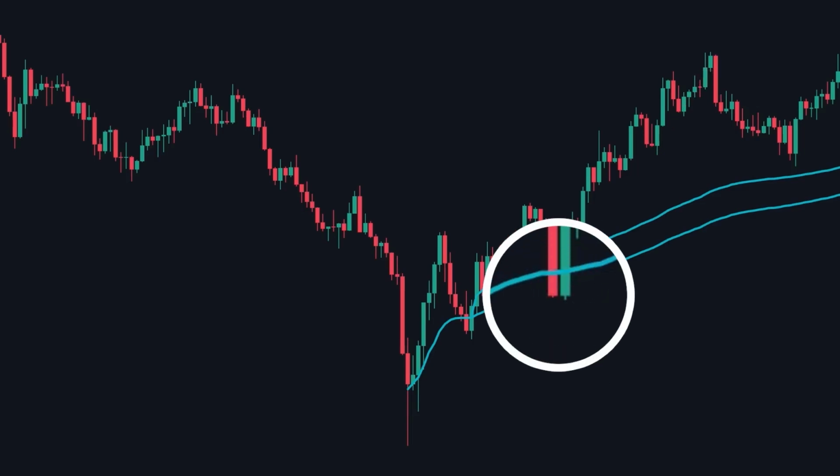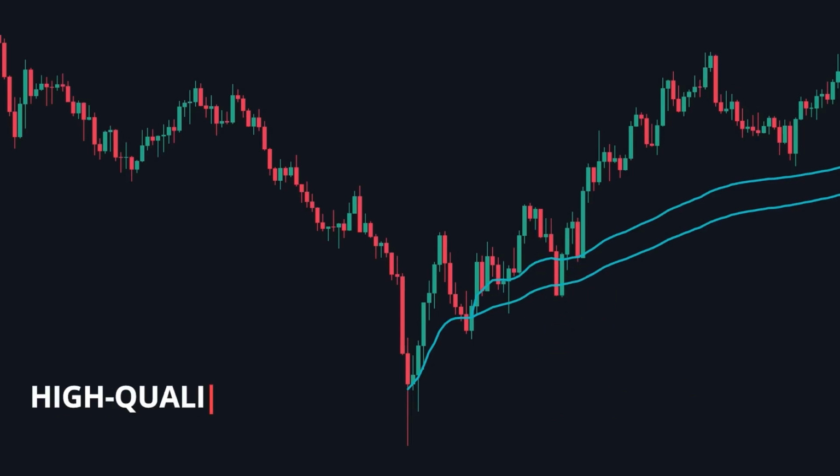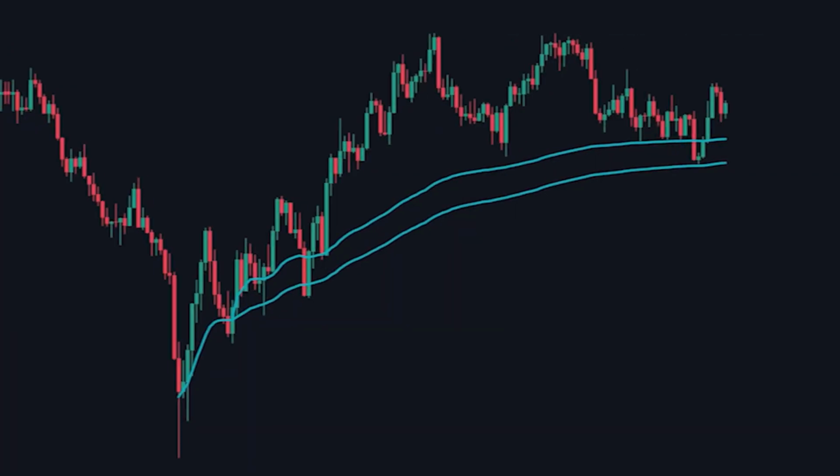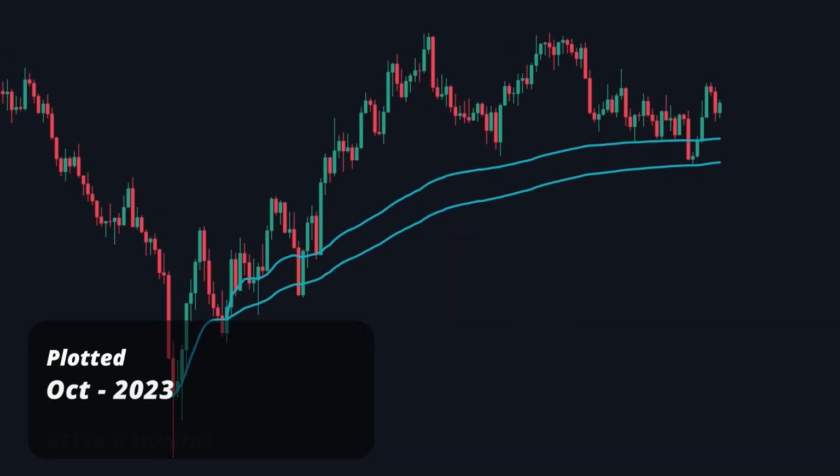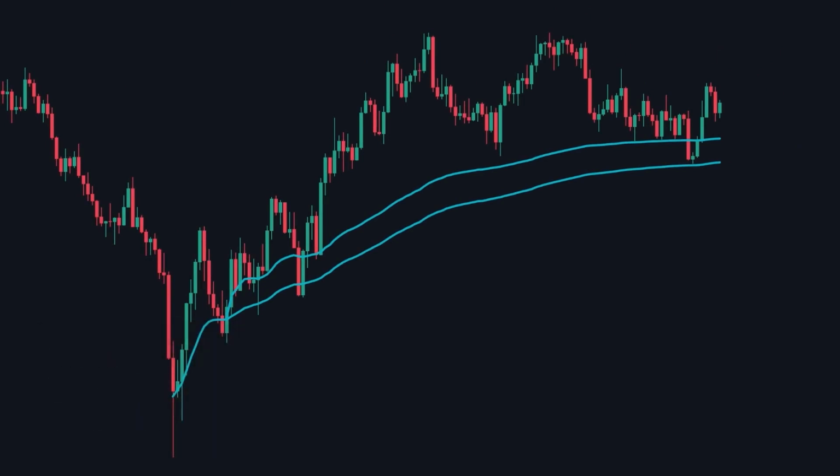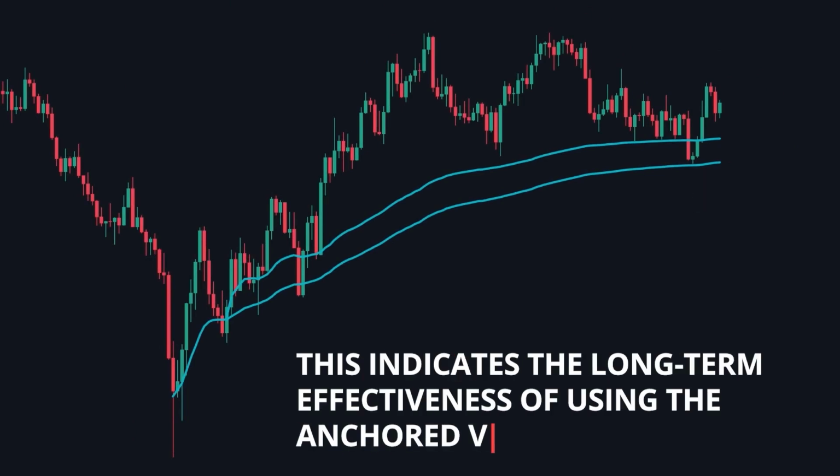During the downtrend, when the price hits these VWAP zones, we expect it to find support and then move upward. Adding an inside bar to this position improves the confluence, resulting in a high-quality trading setup. As seen, the price increased with this configuration. These bands, which were plotted in September and October of last year, continue to support the present price months later. At the time of recording, this indicates the long-term effectiveness of using the anchored VWAP to form bands.